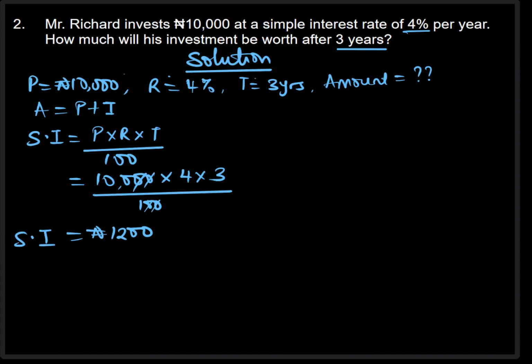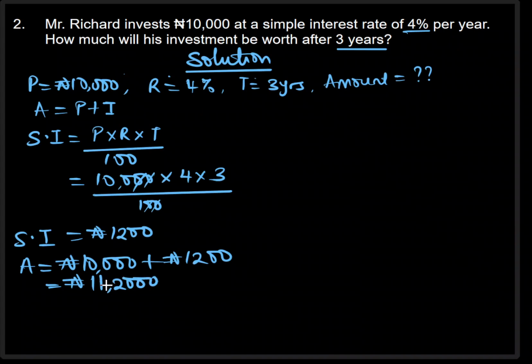Right, so we move now to get the amount. Amount will be the principal, which is 10,000 naira, plus the simple interest, which is 1,200 naira, and that will give us our amount being 11,200 naira. 11,200 naira will be our amount.